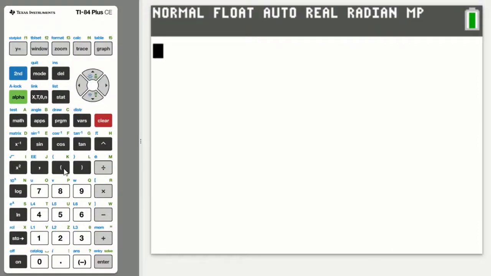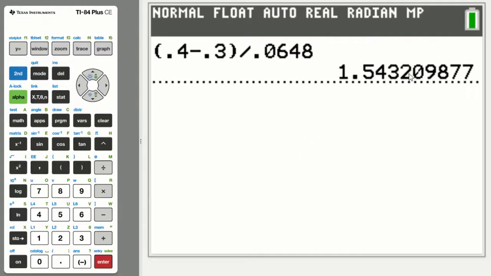So now on the calculator, 0.4 minus 0.3, and divide that by 0.0648. This is the z-score for 0.4 on this current bell curve that we're looking at.